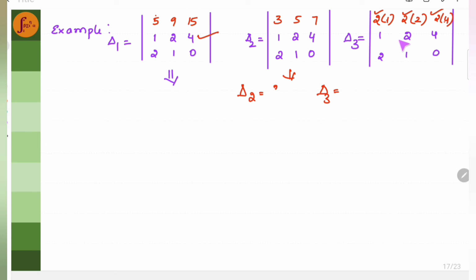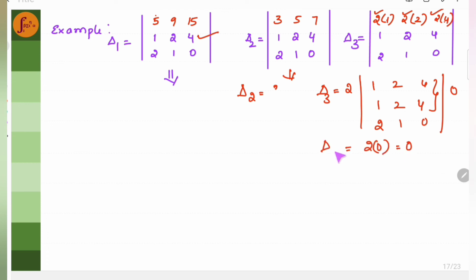Let's calculate this. This is going to become 0 because I can take 2 outside. If I take 2 outside, I'll be left with 1, 2, 4, 1, 2, 4, 2, 1, 0. Now, because there are two identical rows, this is going to become 0. So it becomes 2 times 0, which is 0. Determinant 3 is 0. Now, determinant 1 is nothing but determinant 2. Let's find determinant 1 and determinant 2. The value should be the same.